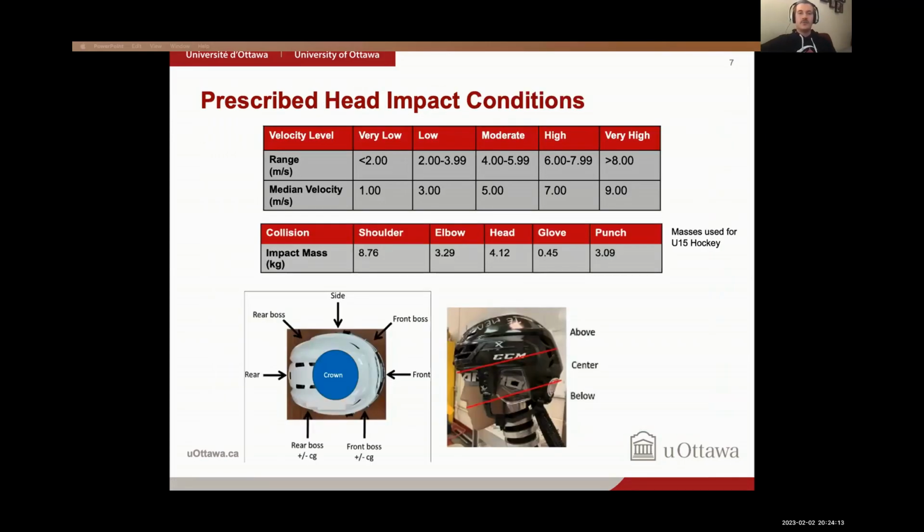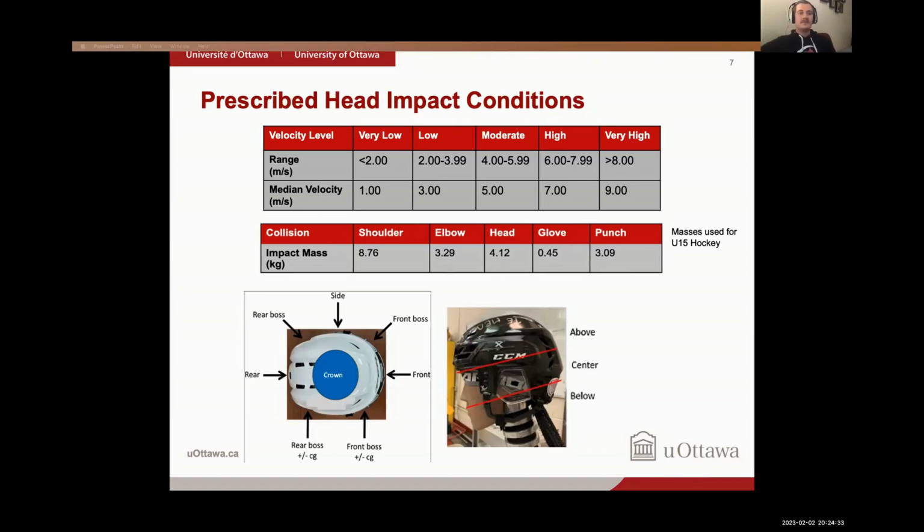I don't want to touch too much on the parameters that we use for our prescribed head impact collisions, but we'll go over them quickly. These are the inbound velocity, which we group into very low, low, moderate, high, and very high levels. We then use impact mass.